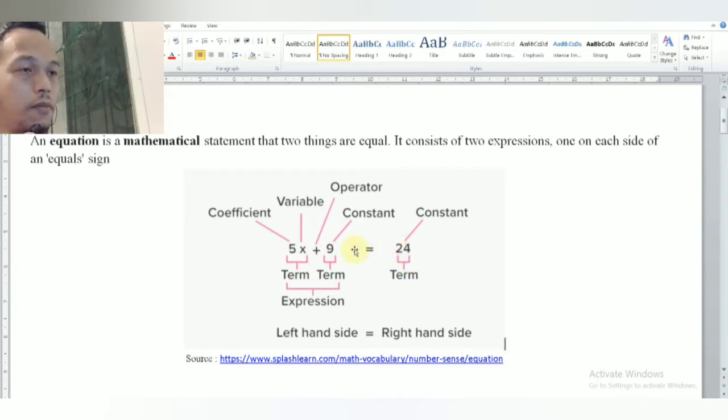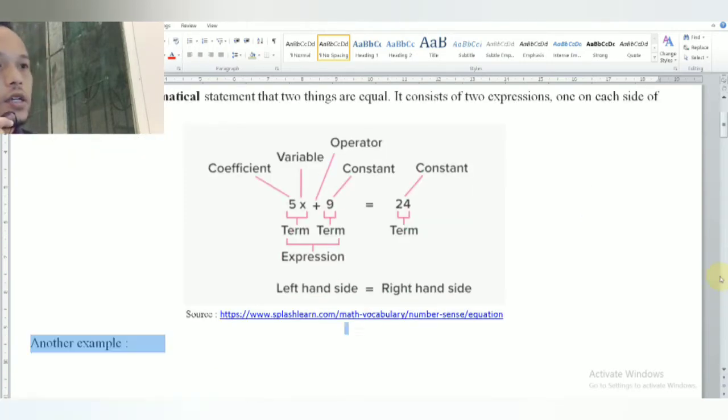It combines two expressions into one equation with an equal sign. This one is a coefficient, variables, and operations, as you can see in the picture. So let's recall the previous terminologies that we have learned so far. Now the next one, I will give you another example.